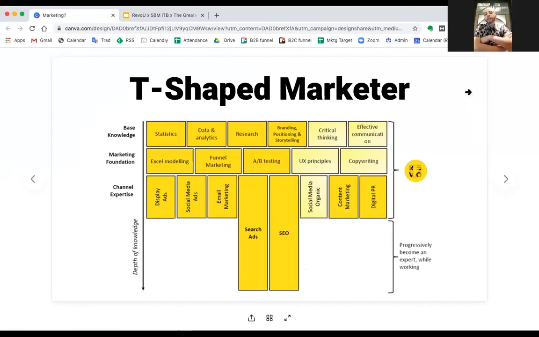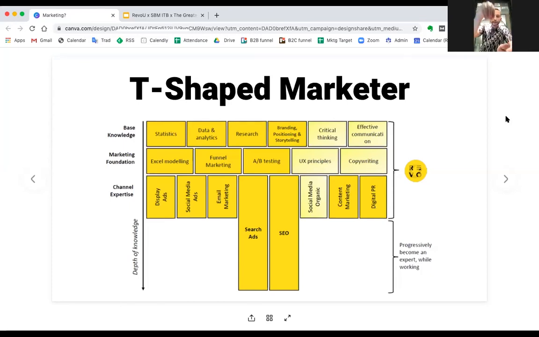Now, with regards to what we're trying to help teach at RevoU, it is to help people become a T-shaped marketer. You guys can Google this and study it yourself, but I just want to explain it very simply. You have your base knowledge, your basic marketing foundations, and then you have general expertise. It means that you study all of the general stuff that every online marketer needs to know. And then you select one or two things that you specialize in. So for instance, you want to be a Google Ads expert or a Facebook ad expert. Then that's what you focus on, and that's what's in the middle there.